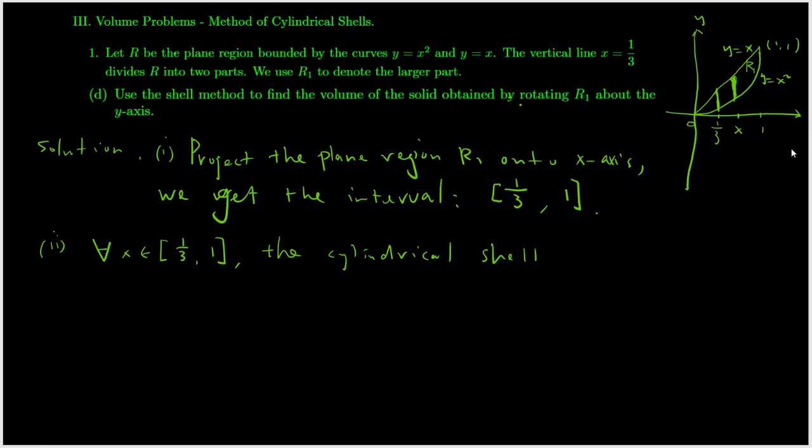It's kind of hard for me to describe the shell. So can I just say the cylindrical shell determined by x? By that x, the shell determined by that x. So later on we are going to use the surface area of the shell to get the volume.